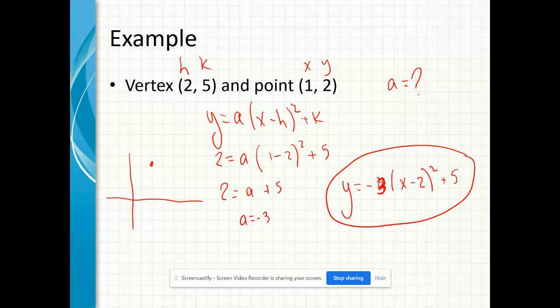All right, so again, when you're doing these things, you can make sure it makes sense. (2, 5) is somewhere up here, right? (1, 2) is somewhere down here. That means your graph is going to be opening down, so therefore a should have been negative. Just go back and remember all those little things that we've been talking about.